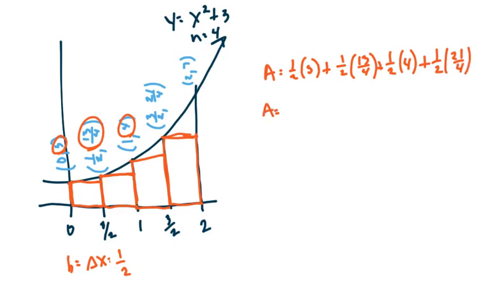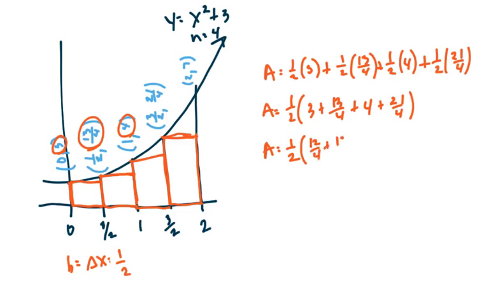So there are several ways to do that. I would factor out the half. So you have 3 plus 13/4 plus 4 plus 21/4. So we add these up. So I have 12 over 4 plus 13 over 4 plus 16 over 4 plus 21 over 4. So we have 1/2 times 62 over 4, which is 31 over 4 for your area.